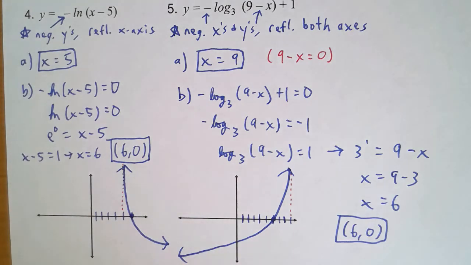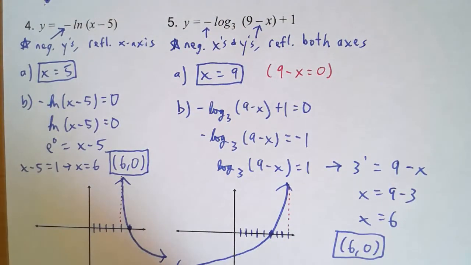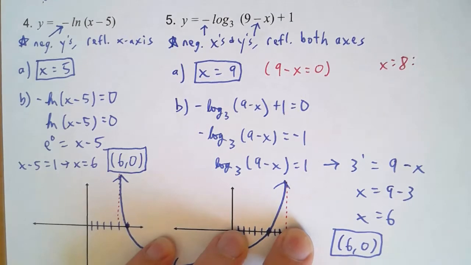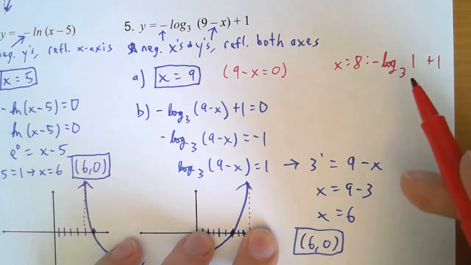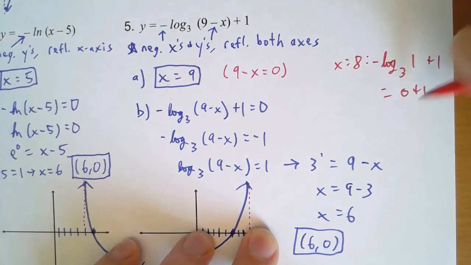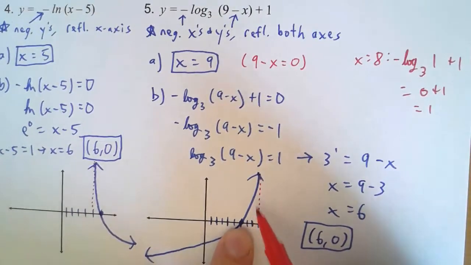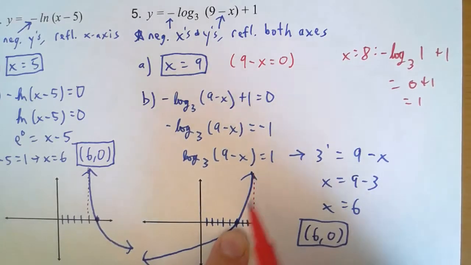Okay. If you ever weren't sure, of course, you could always try to find some more points as well, right? You could try to think of, what's another x that I could plug in there that would give me some nice values. So you can maybe think about something like, well, if I had x equals 8, then I'd be doing negative log base 3 of 1, plus 1, because log of 1 is easy, right? Log any base of 1 is 0. And so 0 plus 1 would be 1. So that would give you another nice point that you could have to kind of check, okay, at 8, the y is 1. And so that means it's going up on this side.